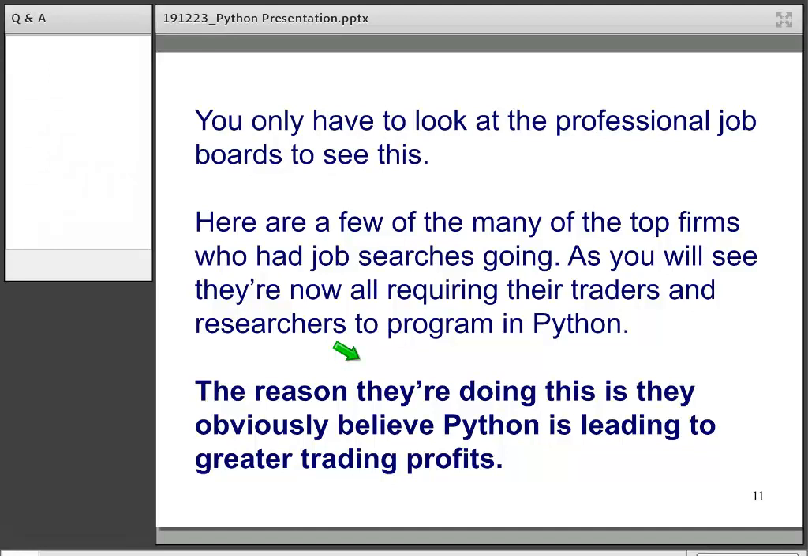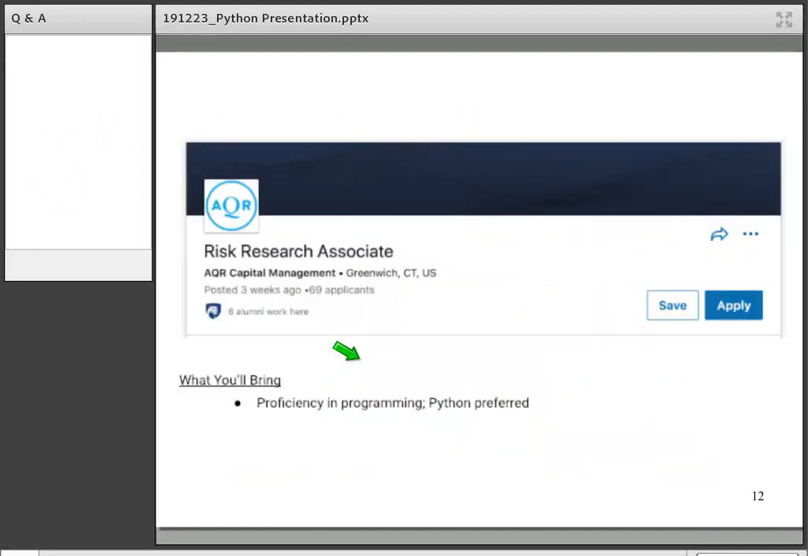And the number one objective, obviously, because they're in the financial markets, is profitability. They obviously believe that Python is leading to greater trading profits for them. If you take a look at some of the firms that have had job searches this year, and again, we can keep going further and further with this.